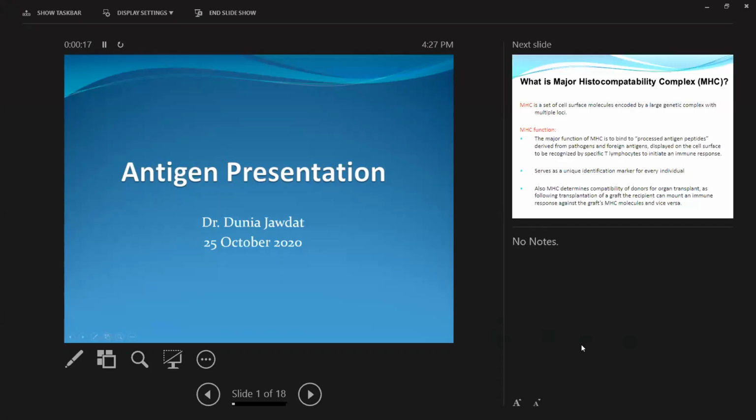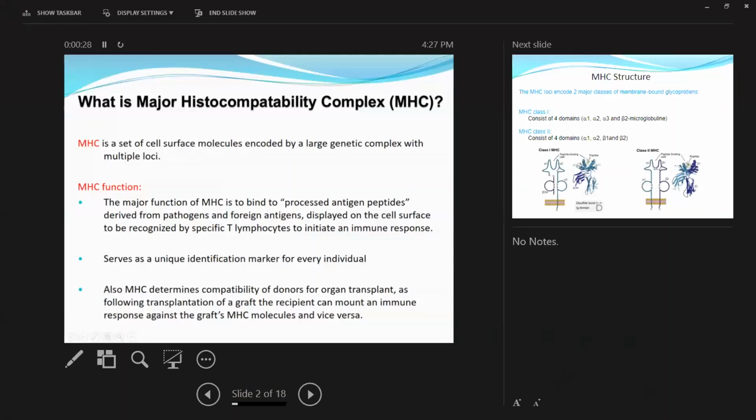Okay. So I'm going to talk now about antigen presentation. It's very important that you understand the major or the principal molecule that is involved in antigen presentation, which is the major histocompatibility complex, MHC. MHC is a set of cell surface molecules encoded by a large genetic complex with multiple loci. You'll find MHC on almost all the cells in our body, and the main function of MHC is to bind or to process peptides from antigen that entered the host.